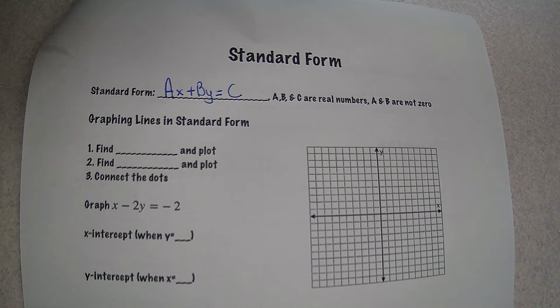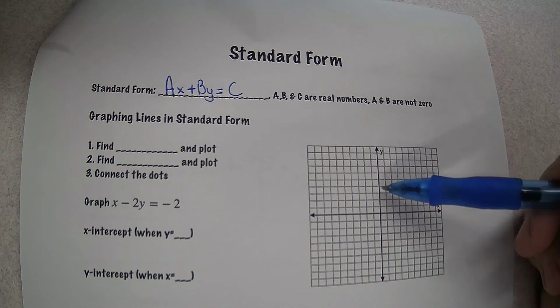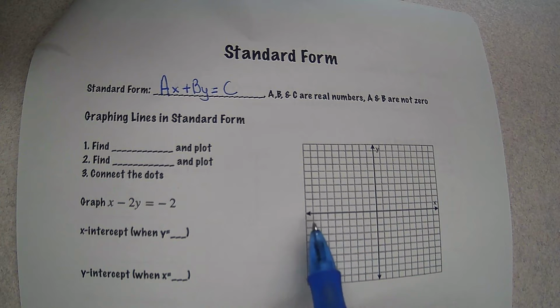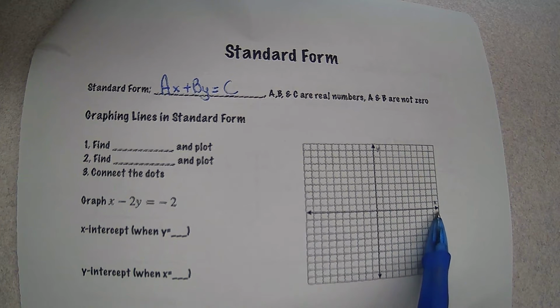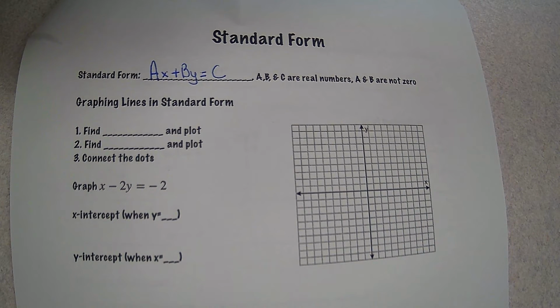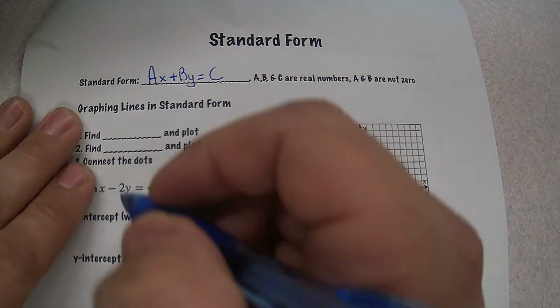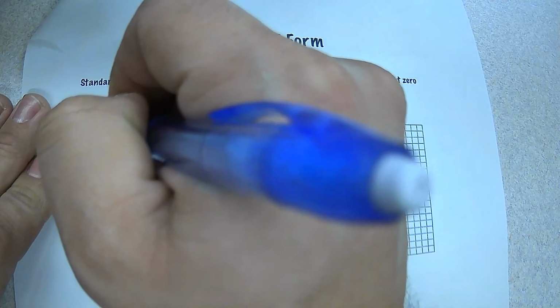Now we use this equation a lot to help us find our x-intercept and our y-intercept. So we talked about y-intercept before being where the graph crosses the y-axis. But now our x-intercept is where the graph crosses the x-axis. So when we're graphing in standard form, that's what we're going to do. The first thing that we're going to do is find our x-intercept.